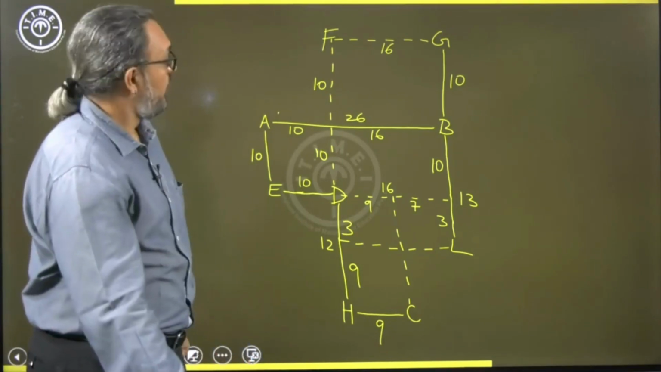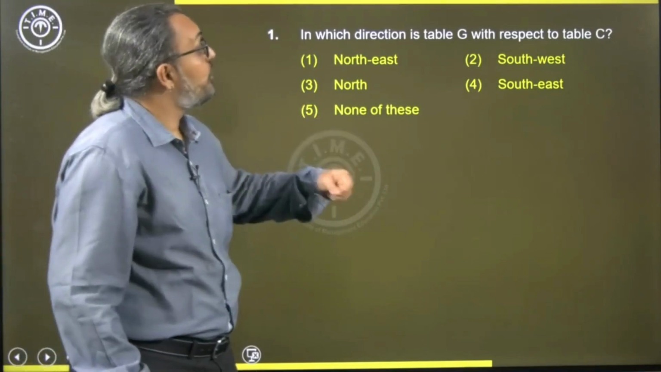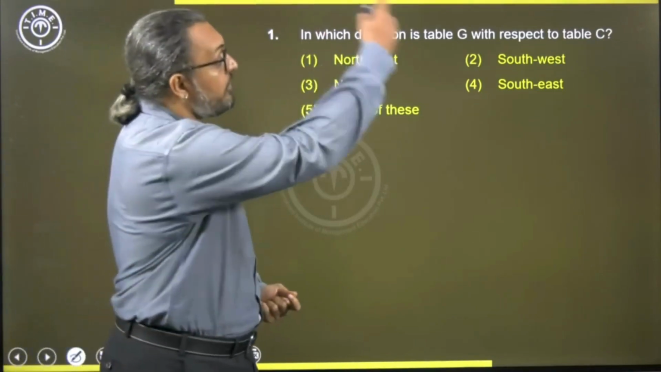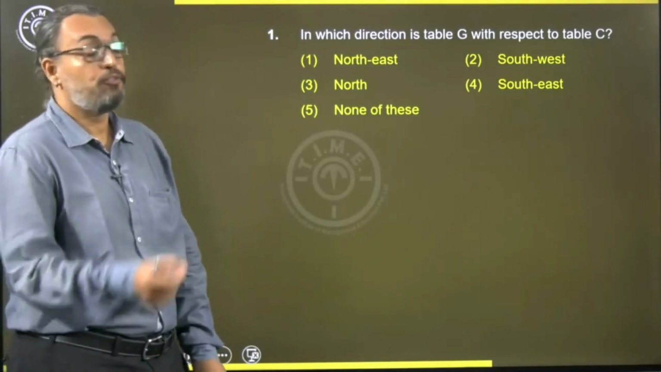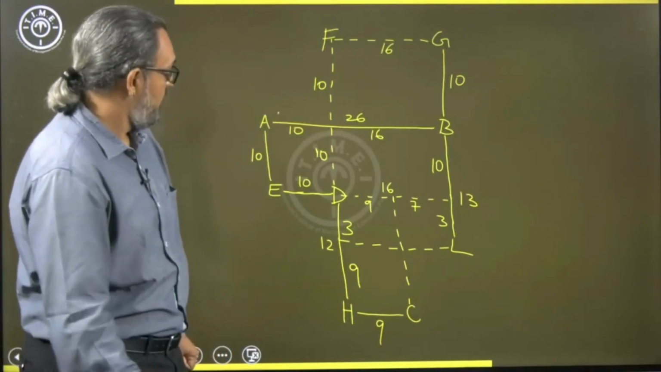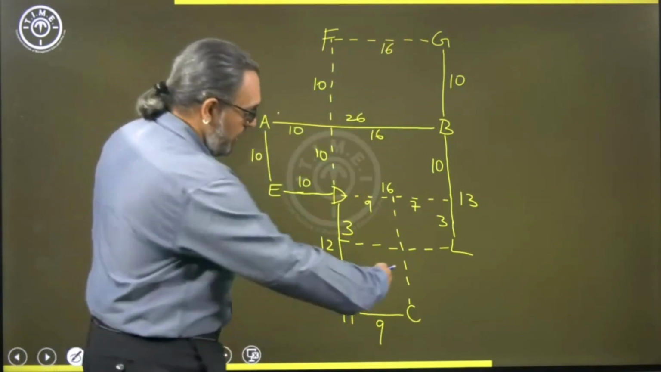Right. Now the first question says, in which direction is G? I need to know the direction of G. So from the other table you check, which is that other table with respect to C. So from C, we need to check where is G. See, how is the direction?